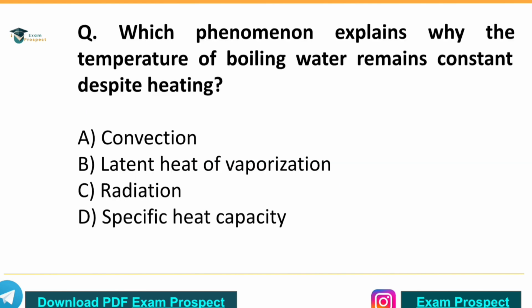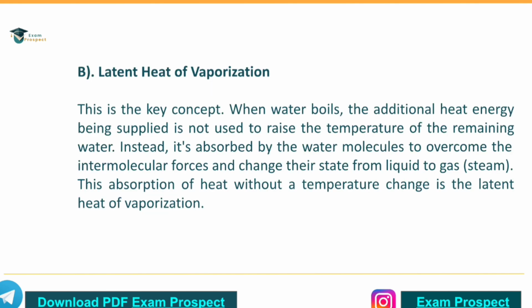Next question, which phenomenon explains why the temperature of boiling water remains constant despite heating? The correct answer is option B, latent heat of vaporization. This is a key concept. When water boils, the additional heat energy being supplied is not used to raise the temperature of the remaining water. Instead, it's absorbed by the water molecules to overcome the intermolecular forces and change their state from liquid to gas. And this absorption of heat without the temperature changing is the latent heat of vaporization.